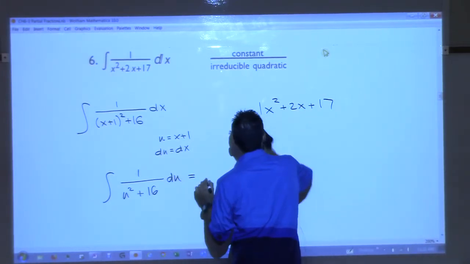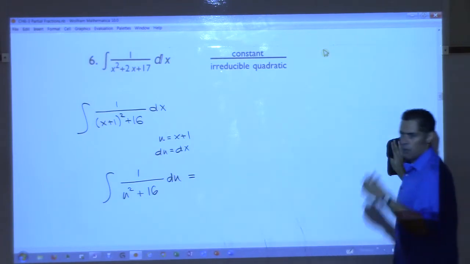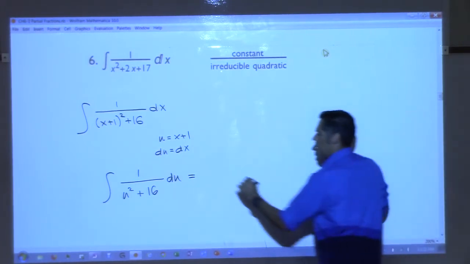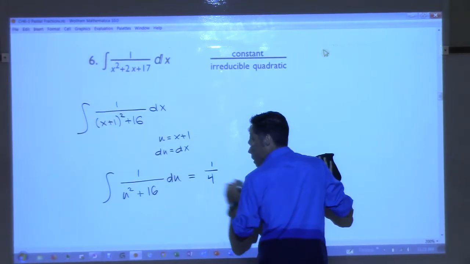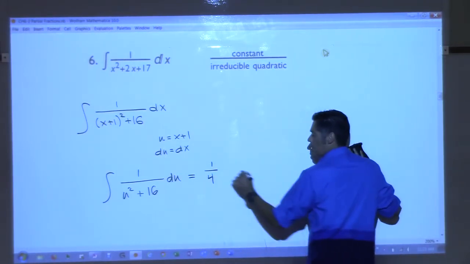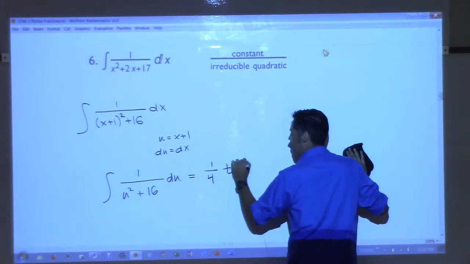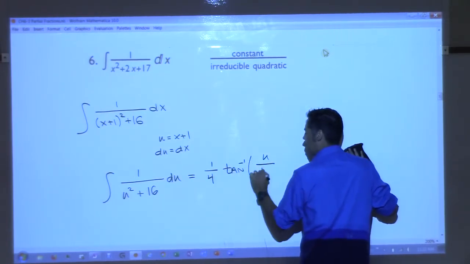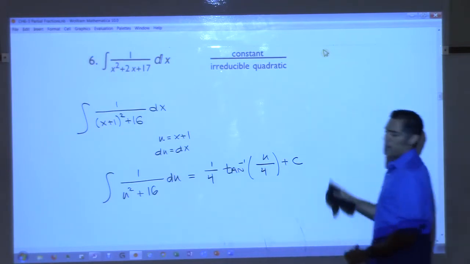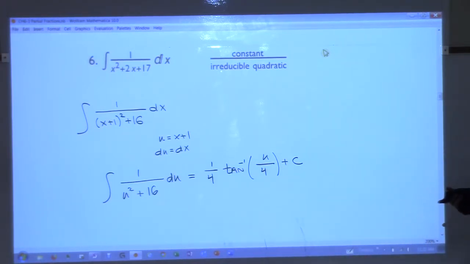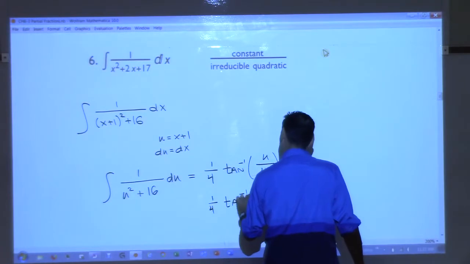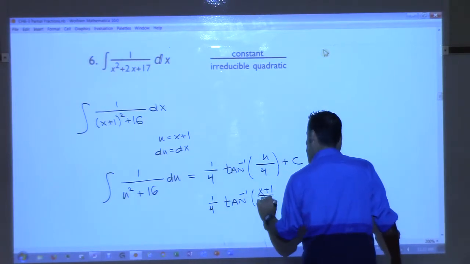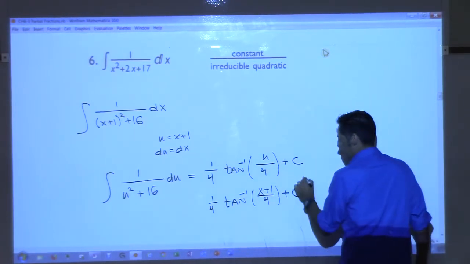So what would this be according to formula 17? 1 over a, arctangent, so 1 over 4, right? 1 over 4, arctangent of u over 4 plus c. And we would have one more step. We'd have to replace u with x plus 1. Boom, we're there.